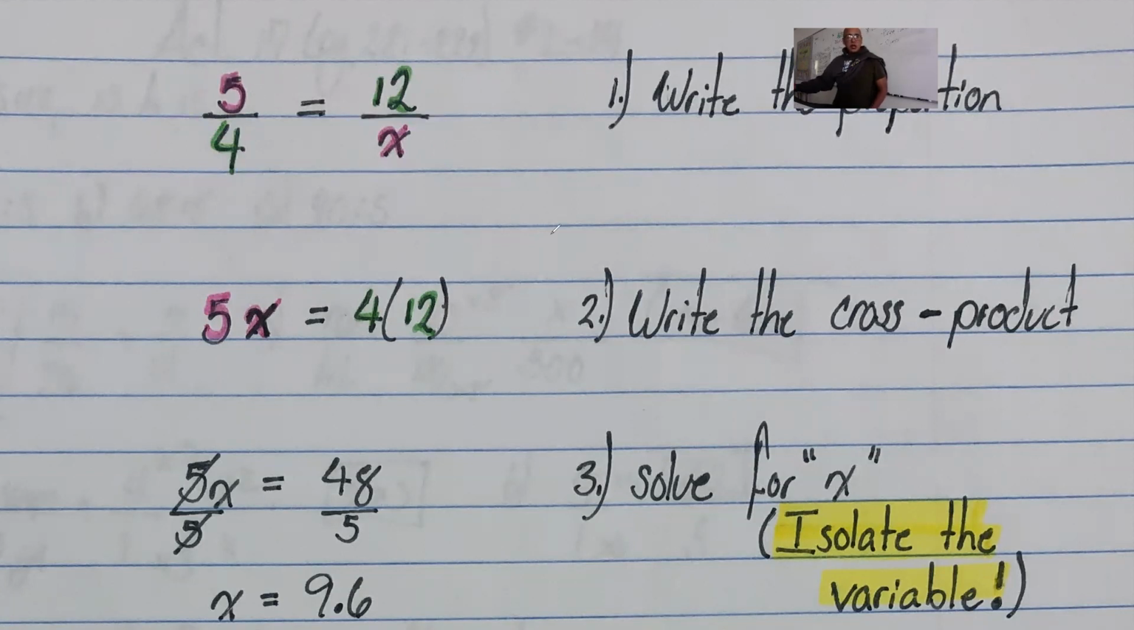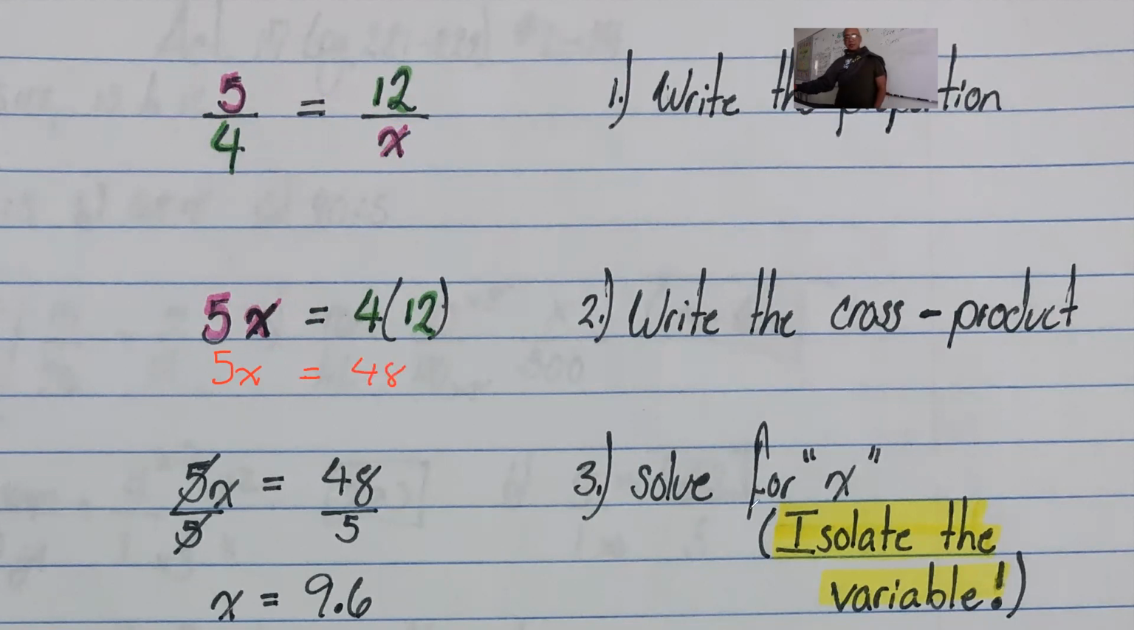Step number 2, we're going to write down the cross products. We're going to cross multiply. So I'm going to multiply 5 times x. 5 times x is right here. And I'm going to multiply 12 times 4, which is already right here. 12 times 4. And yes, those are going to go on either side of the equation. Awesome. We can make some sense of this. So that's going to leave us with 5x is equal to 4 times 12, which is 48.